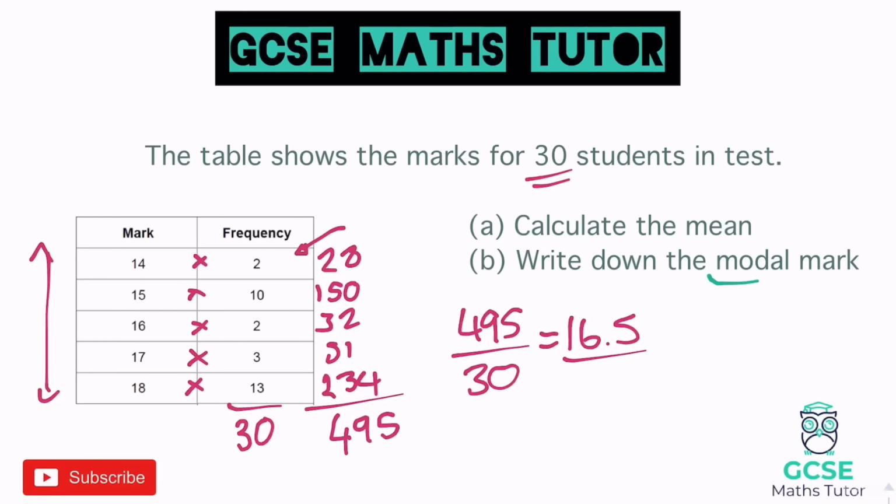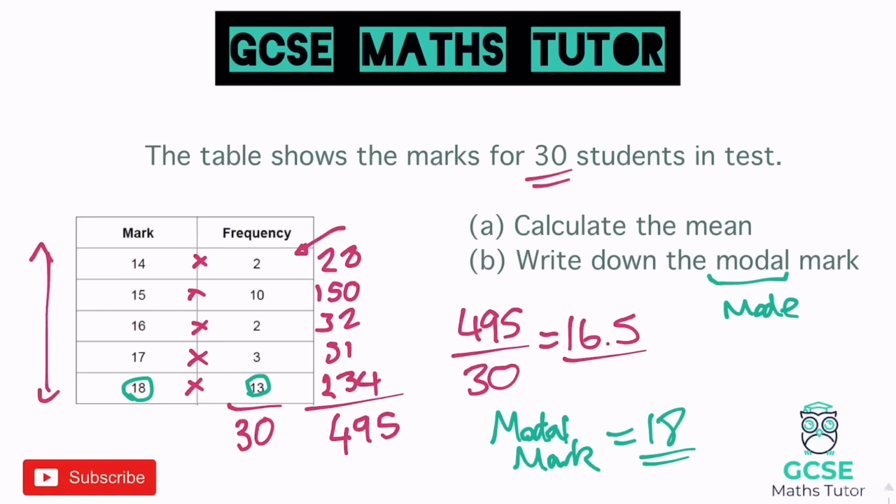Now the modal mark just means the mode mark, okay, the one that's the most common. And if we have a look at our table here, the one that's the most common is this one down at 13, and that represents 18 as the modal mark. So the modal mark would be 18, okay, because 13 people got that, and that's the highest there in that frequency table, so 18.